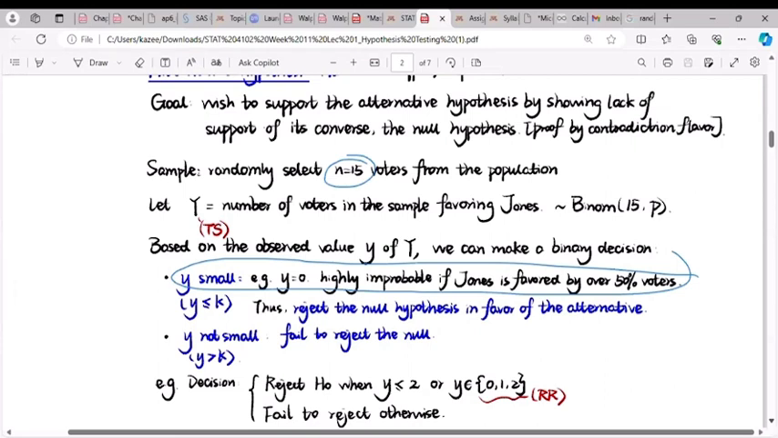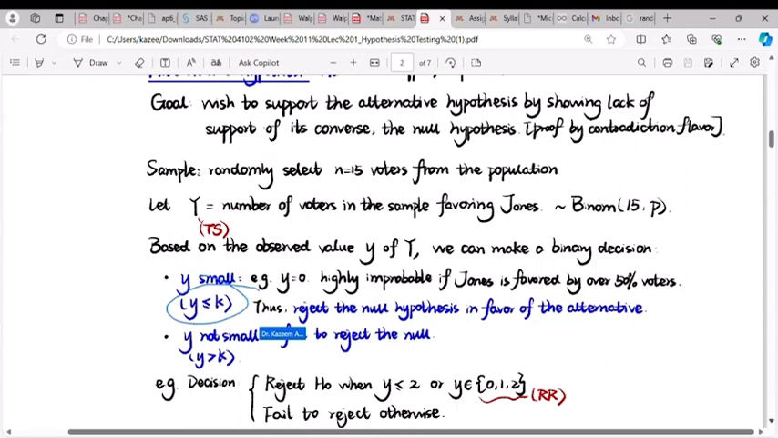Now, if we really want to, we can set up a threshold. Take a look at this. We can say, out of 15, if the number that will favor Jones is less than or equal to 3, I'm just assuming, then we will reject the null hypothesis. Don't forget what the null hypothesis is talking about. The null hypothesis is more or less like Jones' claim, while the alternative is that he is actually going to receive less than 50%.